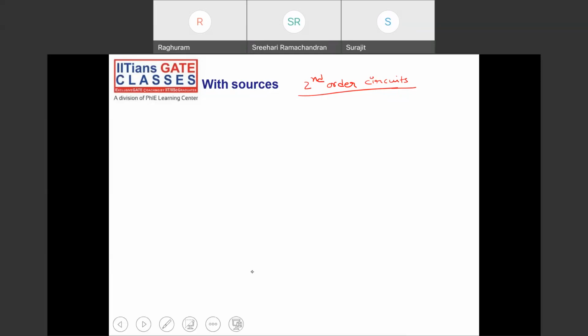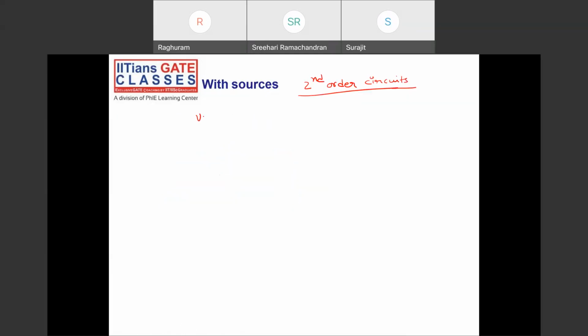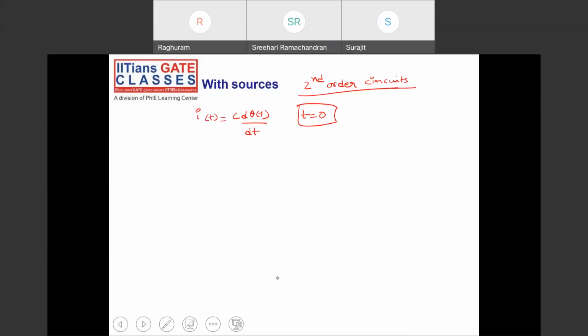See, for a capacitive circuit, what we have seen: I of t is equal to C dV of t by dt, right? At t is equal to 0, what happens? I will tend to go to infinity at t is equal to 0.